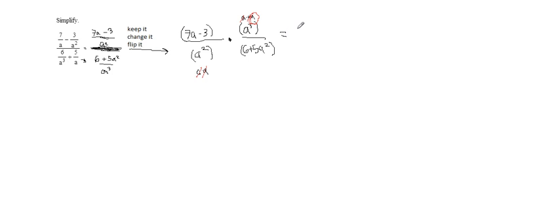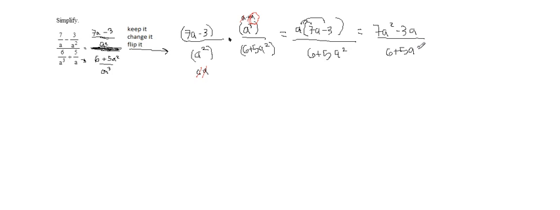So to finalize that, we could write that leftover a here. 7a minus 3 is still there. All over 6 plus 5a squared. That could be a final answer, or you could distribute that in. Another final answer could be 7a squared minus 3a over 6 plus 5a squared. And that would be another final answer.